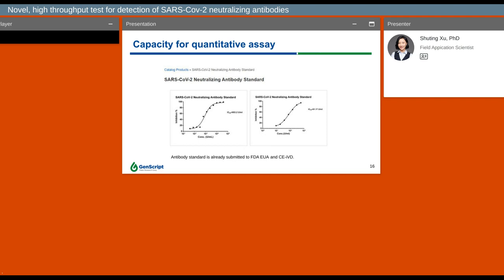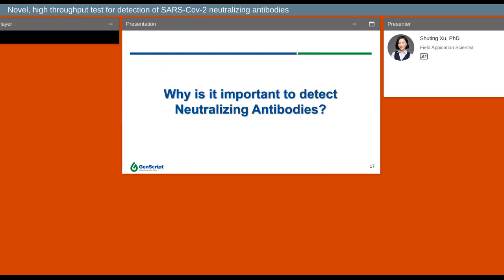Besides the current kit, we have extended the potential of cPass. We recently launched a new neutralizing antibody standard that allows the kit to be used as a quantitative assay, so you can have your result in units per mL instead of percentage of inhibition. The antibody standard is already in the process of obtaining the FDA EUA as well as the CE-IVD mark.